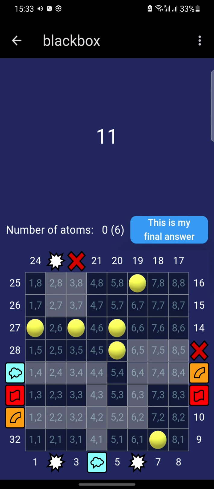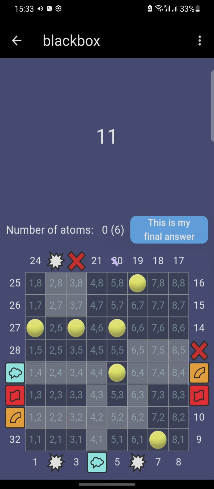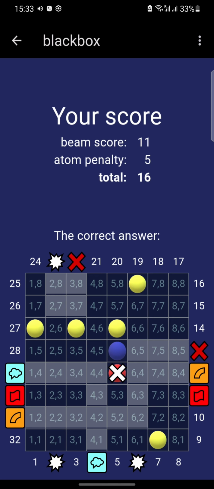Had I placed one atom wrong, like say I placed one there instead, that's marked like this. So the blue one is the one I didn't find, and the red one is the one I misplaced, put in the wrong place. And now you can see in the score that I have an atom penalty of 5. And you're supposed to have as low score as possible. So misplacing an atom is very expensive. Basically that's it.